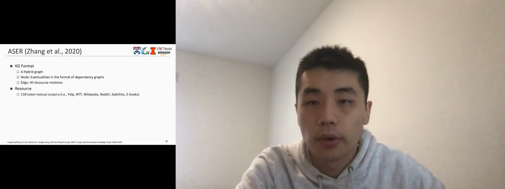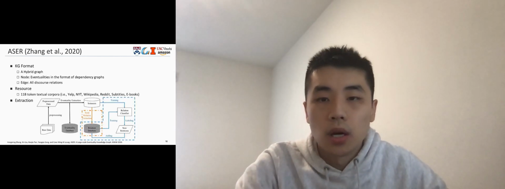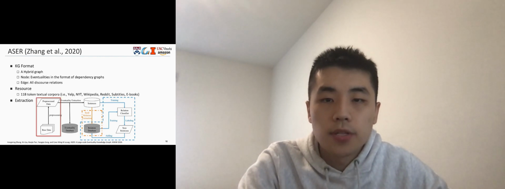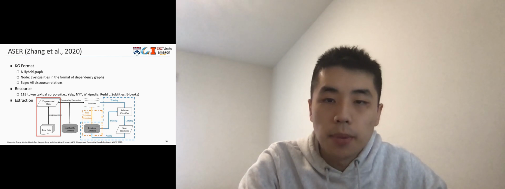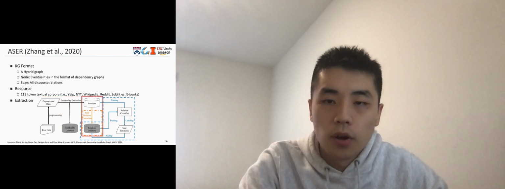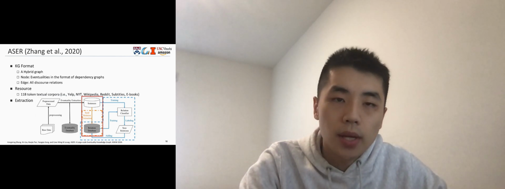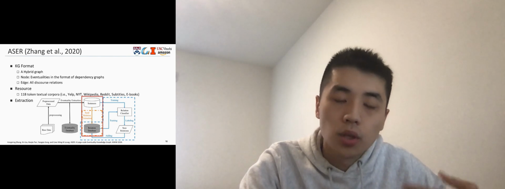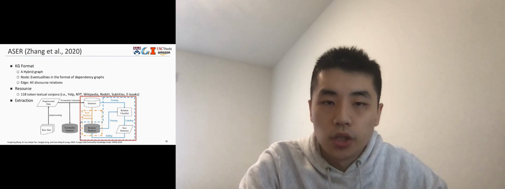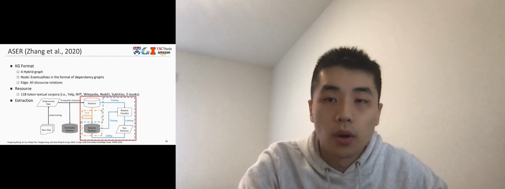subtitles, and electronic books. Okay, so here is the overall extraction pipeline. After collecting the raw corpus, ASER first pre-processes the text with the dependency parser and then performs the dependency-based eventuality extraction algorithm, as you can see here. After that, ASER will extract discourse relations from those candidate instances. Considering that compared with eventualities, the discourse markers, especially the good ones, are very rare, it also introduced an additional bootstrapping framework to improve the overall coverage.